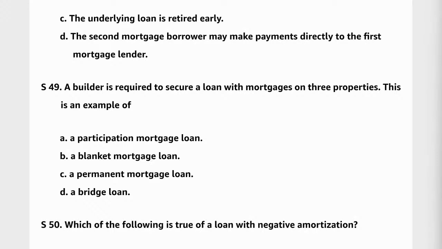Yes, a blanket mortgage loan. Why? You've got a blanket over 3 kids, right? You got 1, 2, 3. You put a blanket around it. So that is a blanket mortgage. Let's see what the definition says here. A blanket mortgage is secured by more than 1 property, such as multiple parcels of real estate in a development.